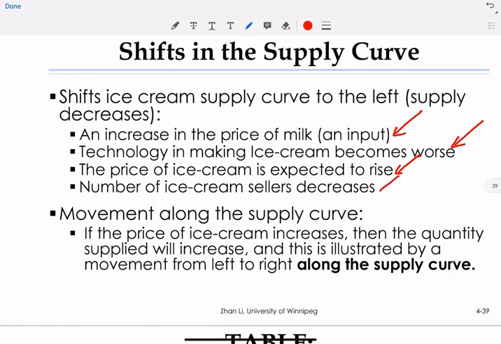Okay, let's see the fourth factor. Number of ice cream sellers decreases. Well, this is easy to understand, right? Fewer sellers in the market, smaller supply. Okay.